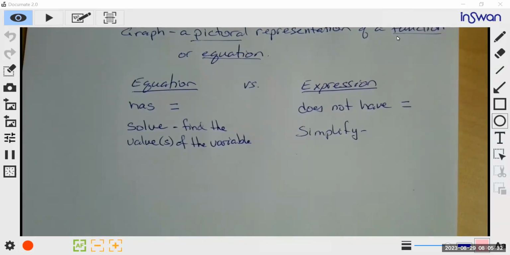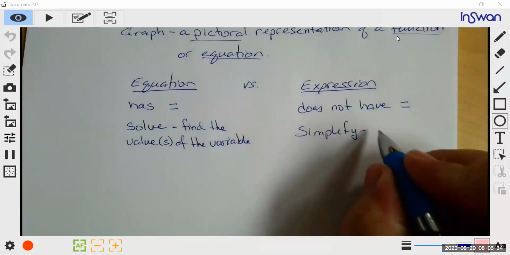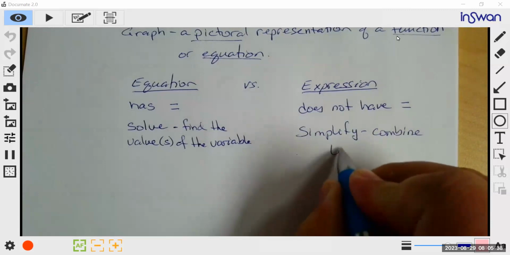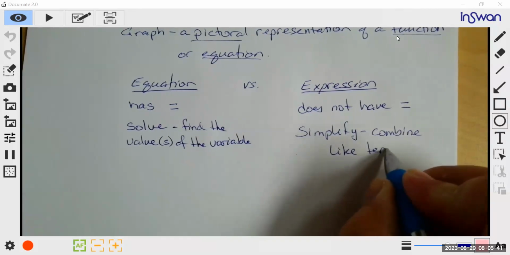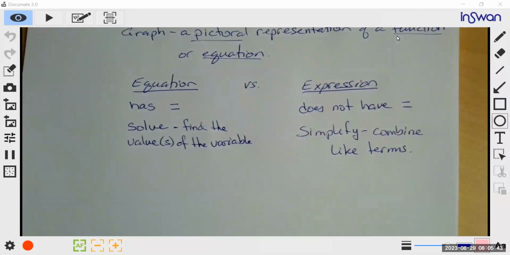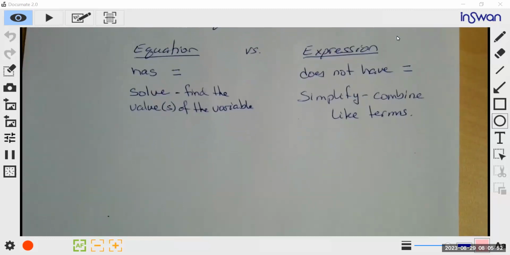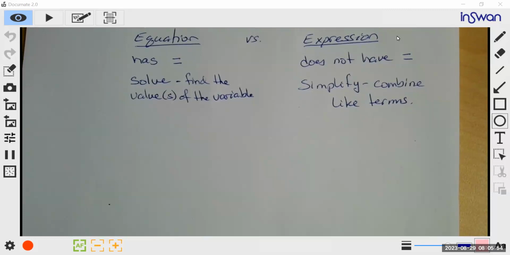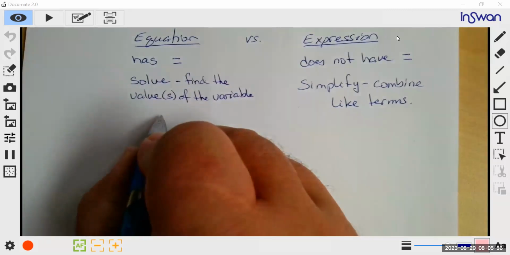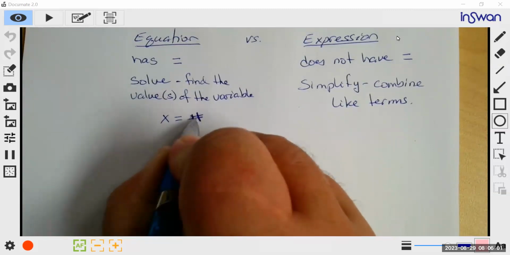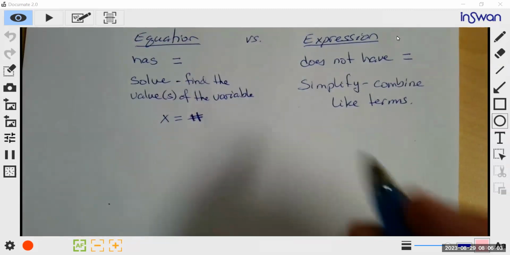Well, yes. In essence you're compressing it. You're asked to combine like terms. You're compressing, yes. You're making a large equation into a small equation by combining like terms. So in an equation, you're not done until the variable equals a number or a series of numbers.